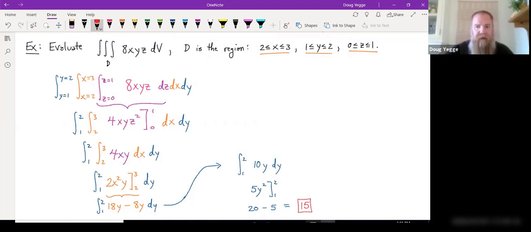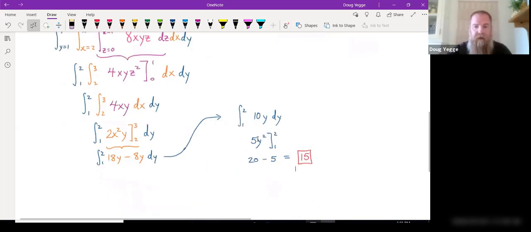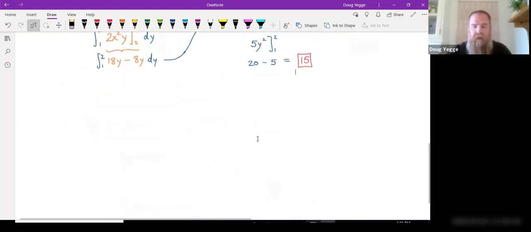So anytime the limits of integration are all constants, we can easily just rearrange them in any order we want and integrate with respect to whatever variable we choose first. Now, in a very similar way to how we evaluated double integrals, we were able to use a double integral to calculate area.